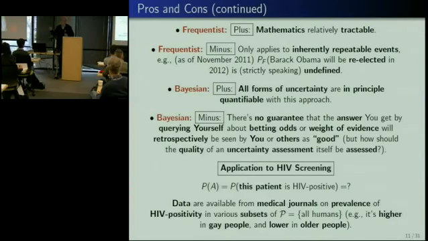So, frequentist story, great if you can apply it, because there's all this great math, but you can't apply it to a lot of things that you really are uncertain about. The Bayesian story has the great plus that all forms of uncertainty are in principle quantifiable with this approach, but it has an important minus that I already mentioned in the first session. Namely, you're going to see in the Bayesian calculations that there's no guarantee that the answer you get, either by querying yourself about betting odds or weight of evidence, will retrospectively be seen either by you or others as a good answer. We're about to find out in the Bayesian story that it's possible to get really bad answers by putting information into the Bayesian machinery that is seen after the fact to have been badly out of step with reality.